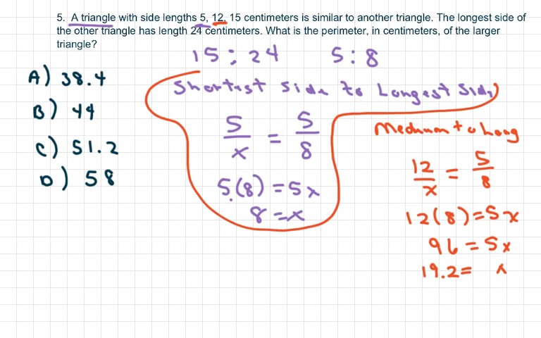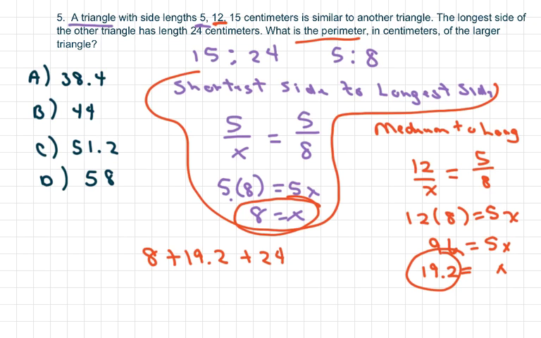So now we have all our lengths of the larger size, and we want the perimeter. All this is already in centimeters. So we have 8 plus 19.2 plus 24. That equals 51.2 centimeters, which is C.